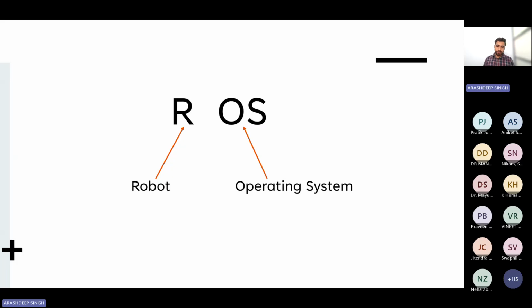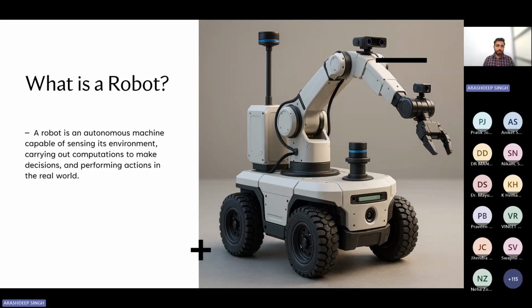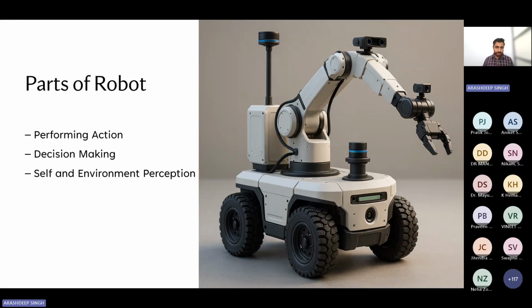So basically, ROS, we can split it into two terms, robot and operating system. We will look one by one at both terms. What does robot mean? What does operating system mean? And by combining both, what does robot operating system actually mean? For robot, the standard definition is an autonomous machine capable of sensing its environment, carrying out computations to make decisions, and performing actions in the real world. If we split the robot into parts, it has three major parts. One is performing actions, second is decision making, third is self and environment perception.